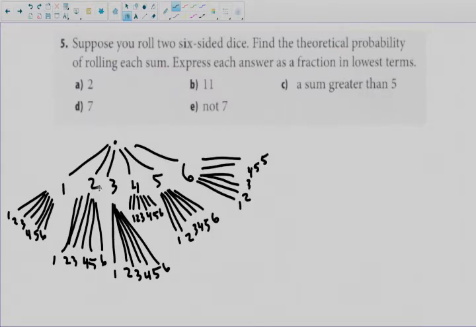Okay, so now rolling two six-sided dice, as I had mentioned in one of the previous videos, is the exact same thing as rolling one die twice. So this event tree is the exact same whether you're rolling the same die twice or two six-sided dice. So what is the theoretical probability of rolling each sum? Now you may not have needed this for A. You may have needed it just to figure out how many total possibilities there are. So our total possibilities is 36.